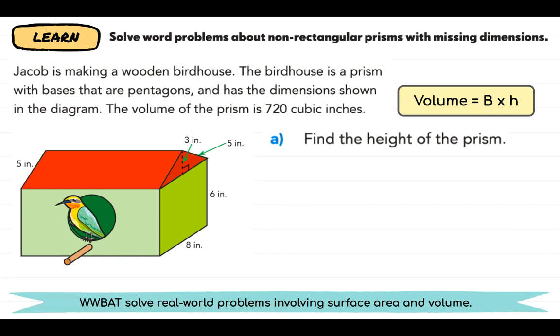So let's look at the next question. Next, learn. We are going to solve word problems about non-rectangular prisms with missing dimensions.